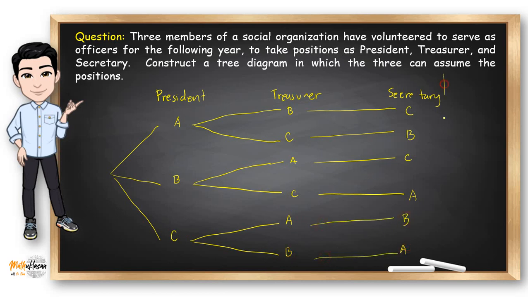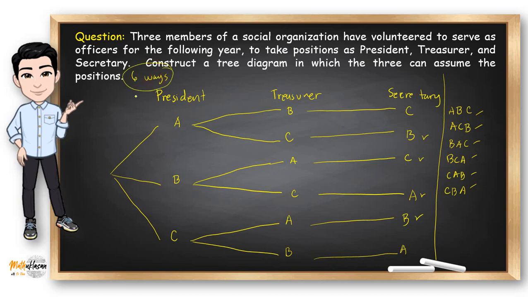So listing all these possible ways, we have person A becoming the president, B becoming the treasurer, and C becoming secretary. Then we have A, C, B for this. Then we have here B, A, C, okay, and we have here B, C, A. Last two, we have C, A, B, and then C, B, A. So all in all, we have 1, 2, 3, 4, 5, 6 ways.